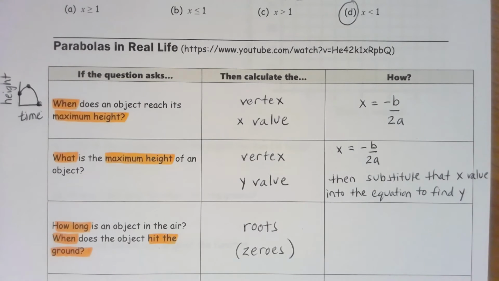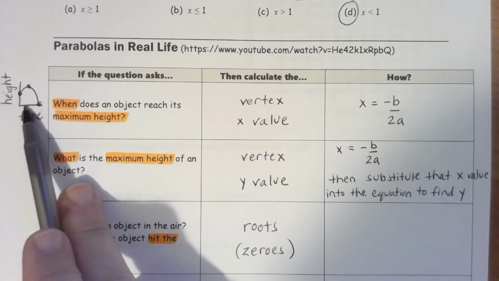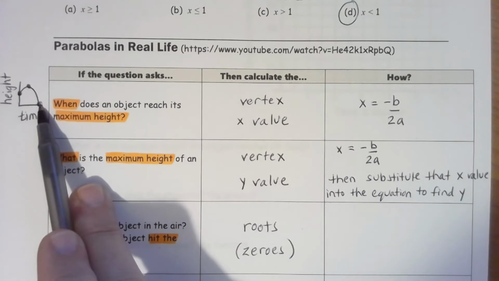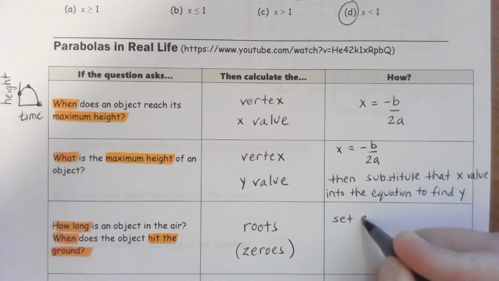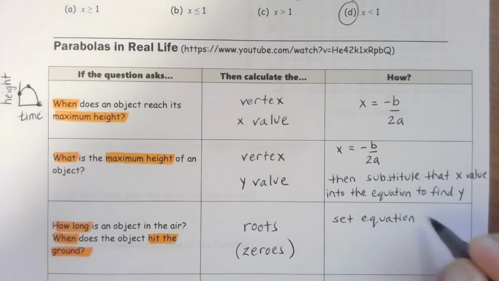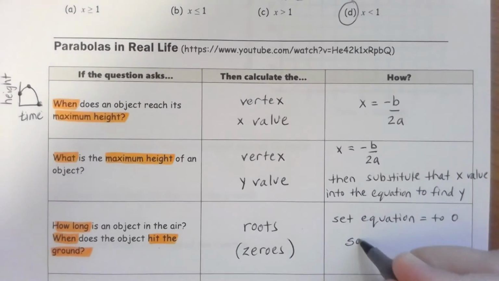And how do we find that? Well, when we have a root, we know that no matter where it hits the x-axis, the y value will be 0. So our first step is we set the equation equal to 0, and then we solve for x.